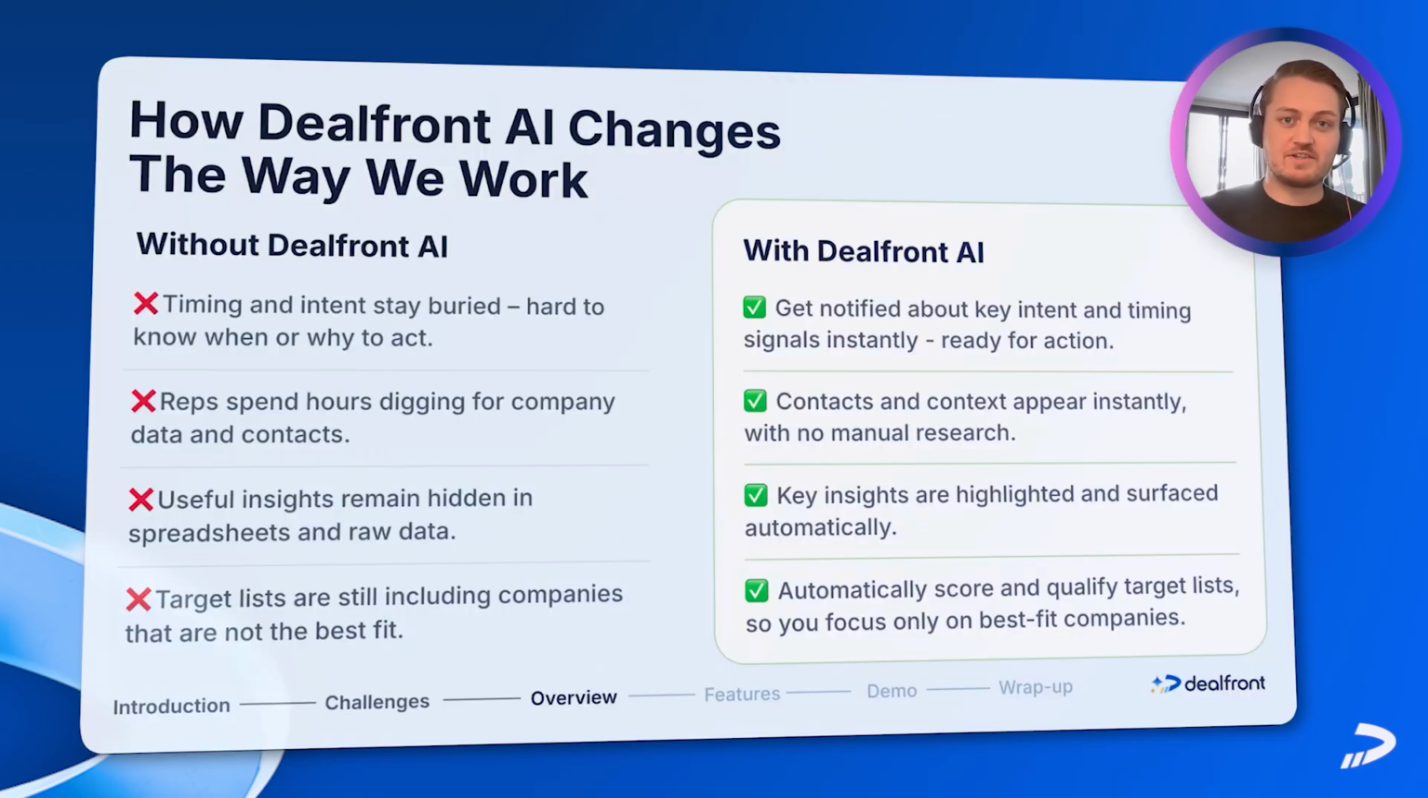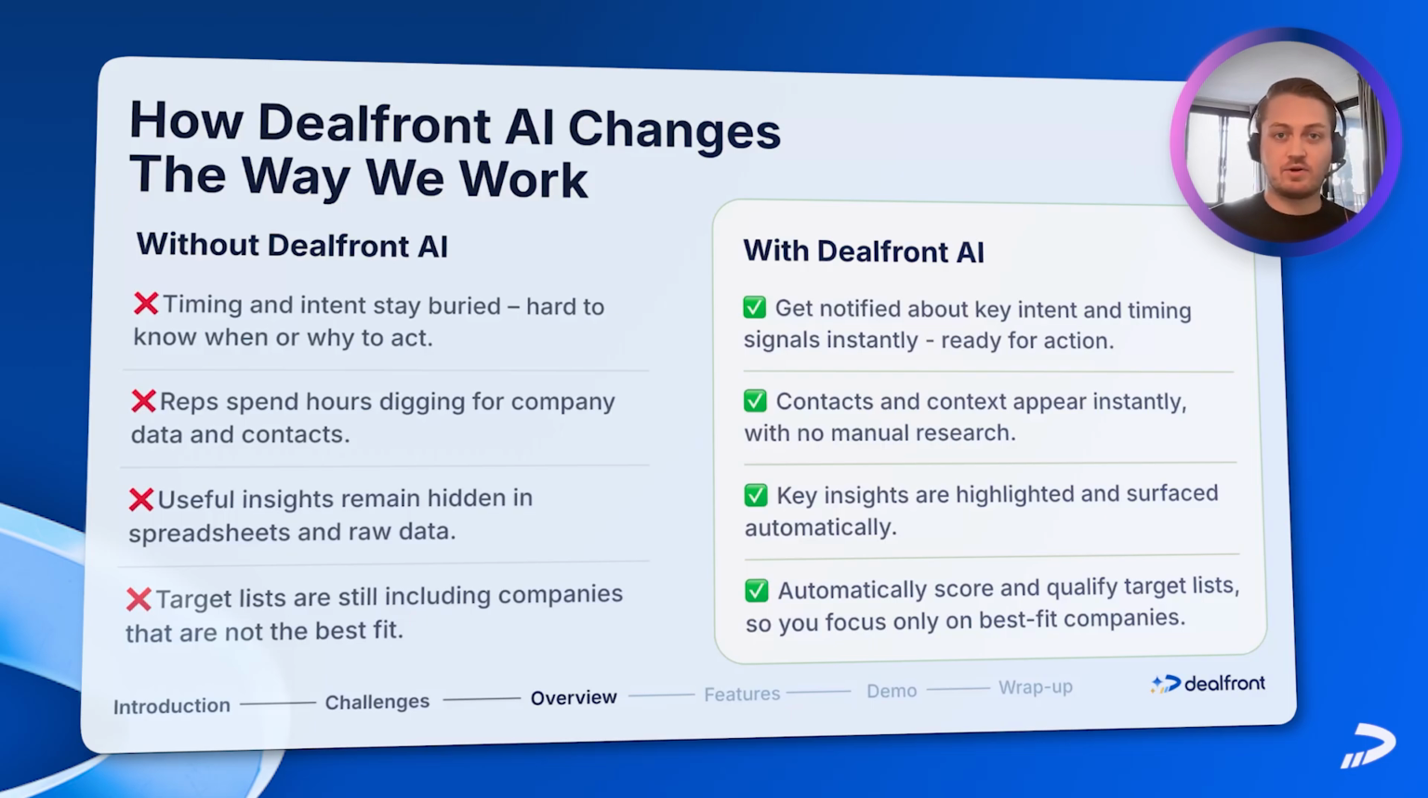So we basically changed the way that we are working. Without Dealfront AI, timing and intent stay buried. So you are not really able to focus on the right companies. You don't know which company we should focus on at the moment. You're spending a lot of hours finding the right companies, finding the right contacts, and all of this is eventually manual work, takes a lot of time, and still you are missing out on the best signals. So that is what we can help with.